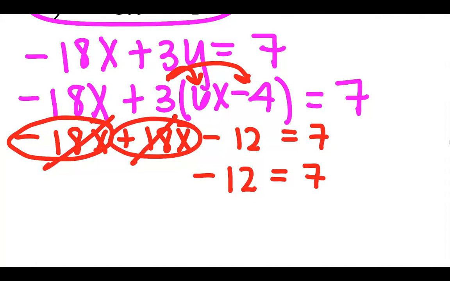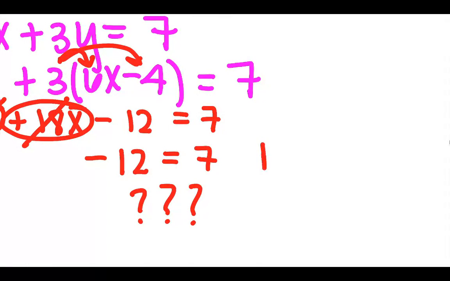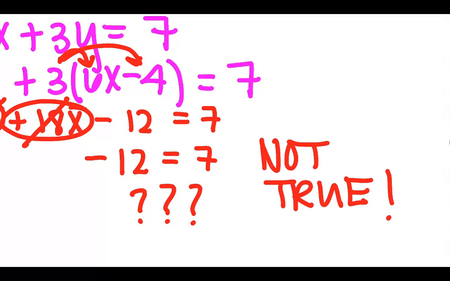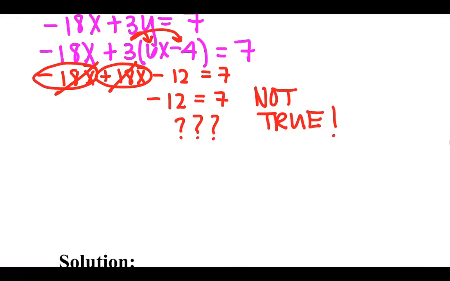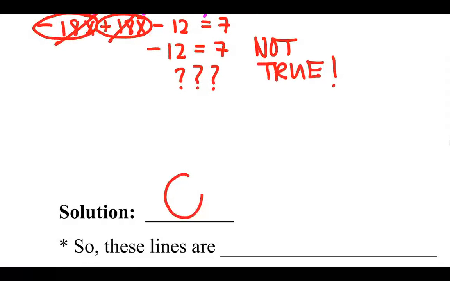So this is a little bit different than what we've been dealing with here. So what happens here? All my variables canceled out. They went away. What does that mean? Well, first off, does negative 12 equal 7? Is that a true statement? Not true. Negative 12 will never equal 7. So if it's not true, remember this. This means that there is no solution. No solution to this equation. There will be no point where they intersect.